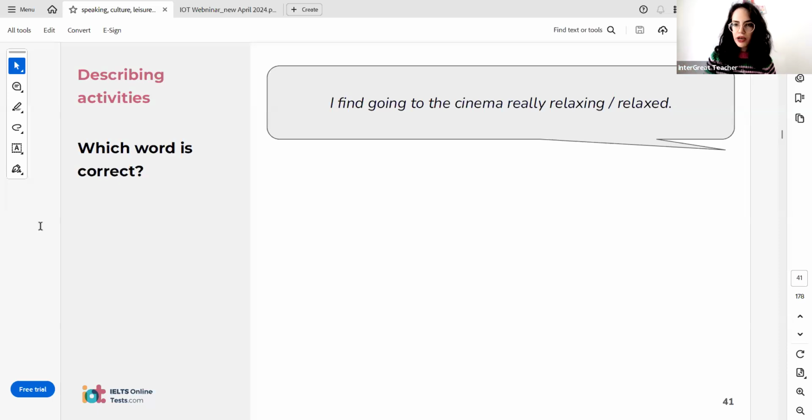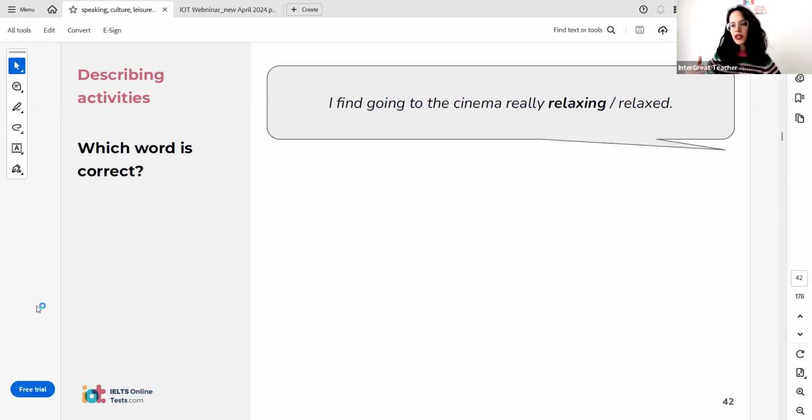let's talk a little bit about these ed, ing adjectives that I told you about by doing first the first one, the first sentence. Which word is correct? Do I say I find going to the cinema relaxing or relaxed? And remember, going to the cinema. Okay, very good. I think 99% agree that it is relaxing. Why? What is the difference?